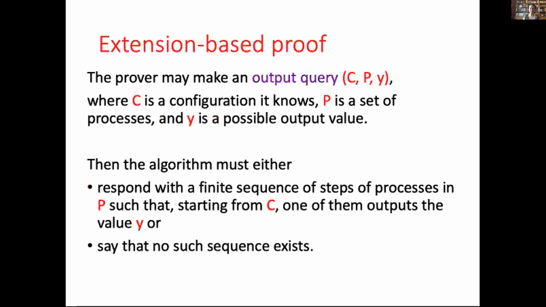For an output query, the prover chooses a configuration C that it knows, a set of processes P, and a possible output value Y. The algorithm can respond with a finite sequence of steps by processes in P, such that starting from configuration C, one of them outputs the value Y. Alternatively, the algorithm can say that no such sequence exists.